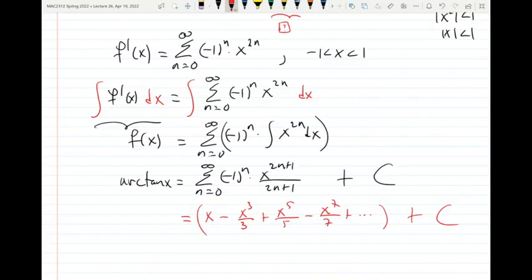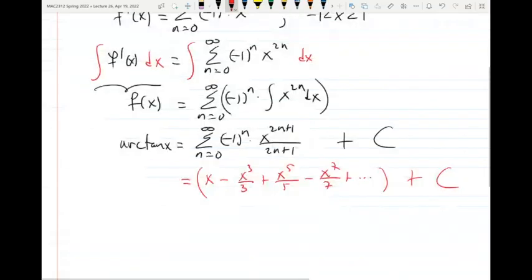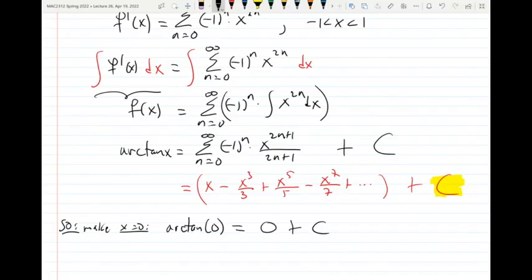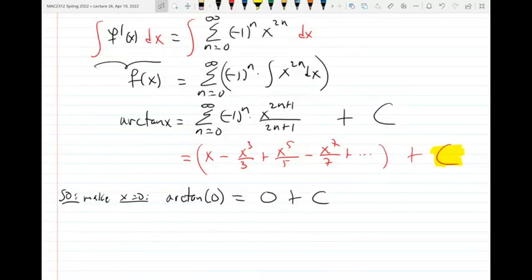What happens if I were to plug in 0 in here? Notice that everything has an x. Remember, I want to figure out c. So make x equals 0, and we get that arctangent of 0 is going to be equal to 0 plus c. Do you understand that if I plug in 0 in these parentheses, everything becomes 0, because every single term has an x? What's arctangent of 0? 0. So the constant is 0.